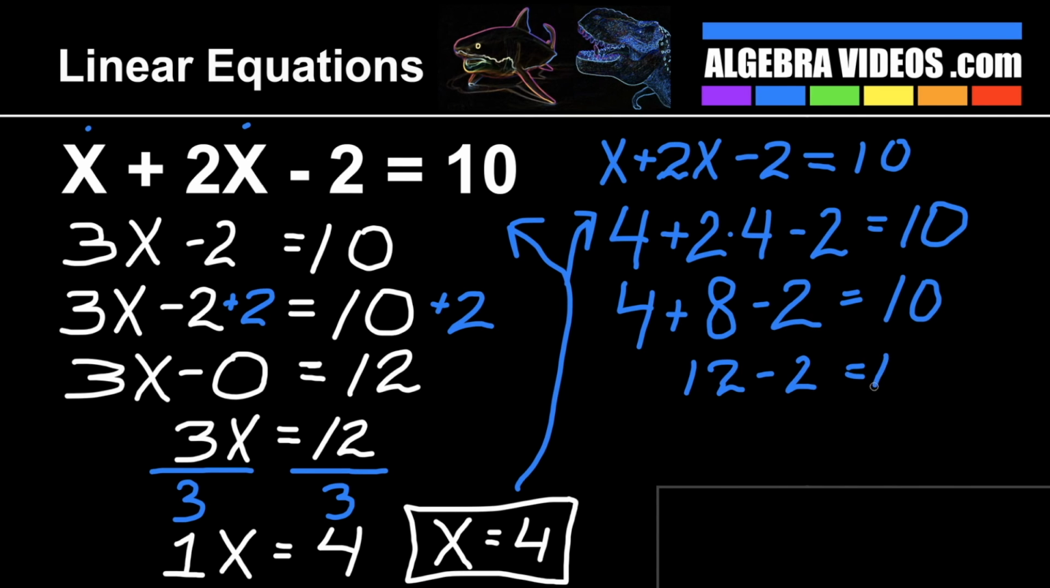equals 10. And what's 12 minus 2? That's 10, right? So 10 equals, and on the right side, nothing changed. It's just been 10 the whole time. 10 equals 10, so it checks out. Everything's equal. So we know that our solution of x equals 4 was correct.